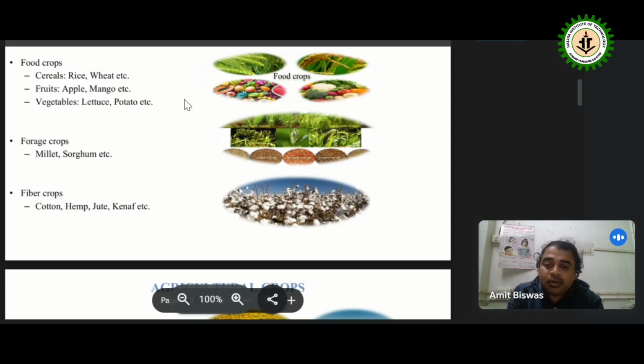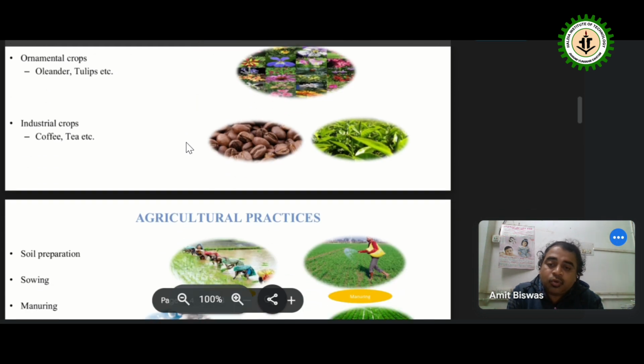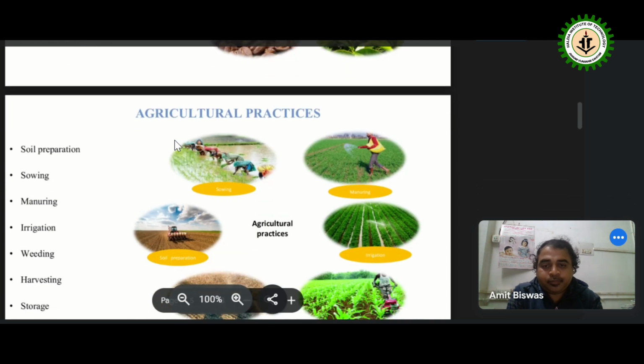Fiber crops cover the cotton, hemp, jute, etc. Oil crops, that means the sunflower, rapeseed, etc. Ornamental crops: oleander, tulips, and industrial crops are coffee, tea, etc.